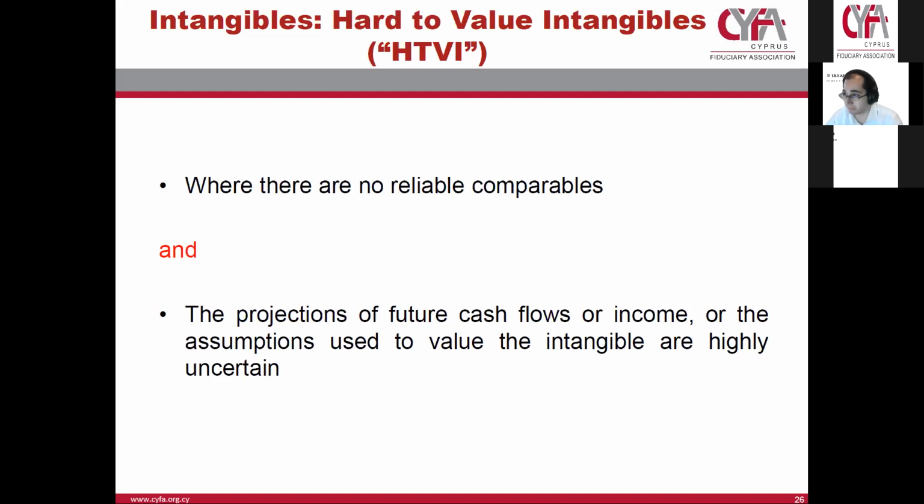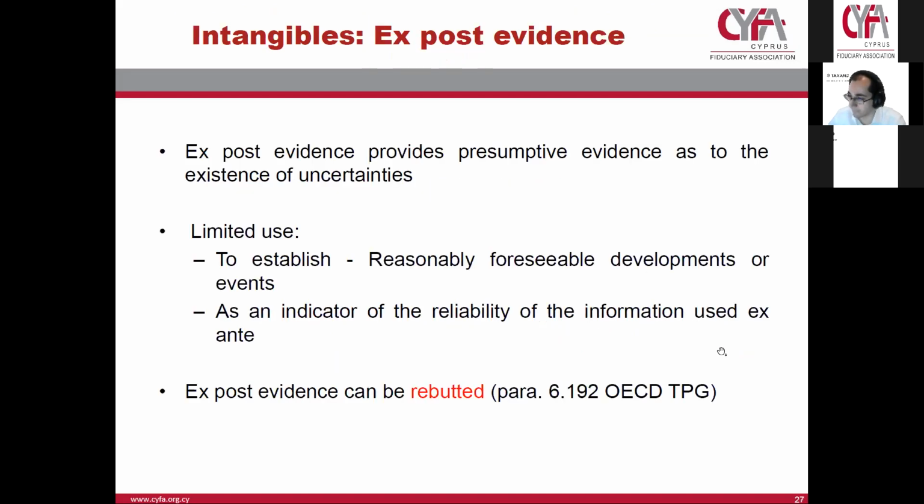These would definitely be hard to value intangibles, just to mention a few, but there are endless examples. So the guidance says that ex post evidence, that means after the transaction, can provide presumptive evidence as to the existence of those uncertainties, but this is of limited use. There should be a lot of caution in looking at these things, because the ex post evidence may be used to determine the reasonableness of the developments that could be foreseen at the time, and as an indicator of the reliability of the information that was used at the time.